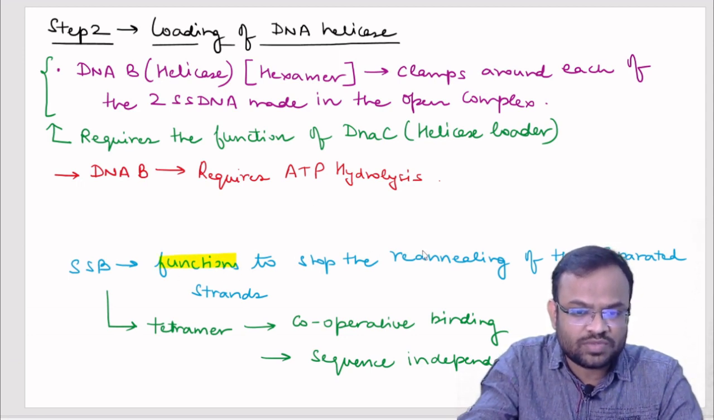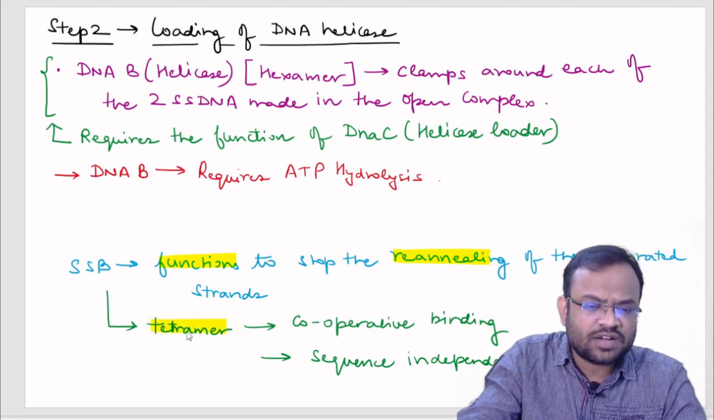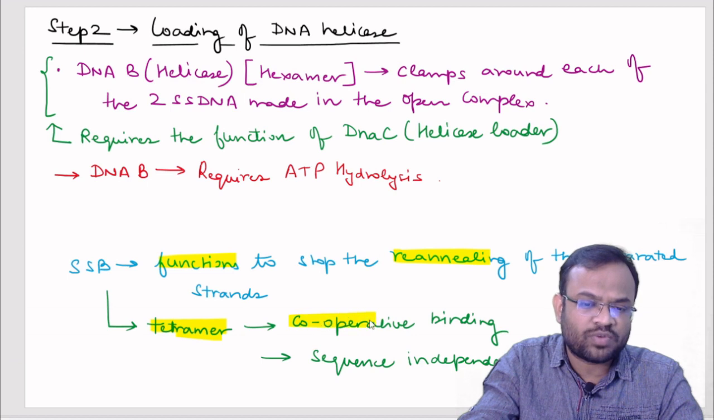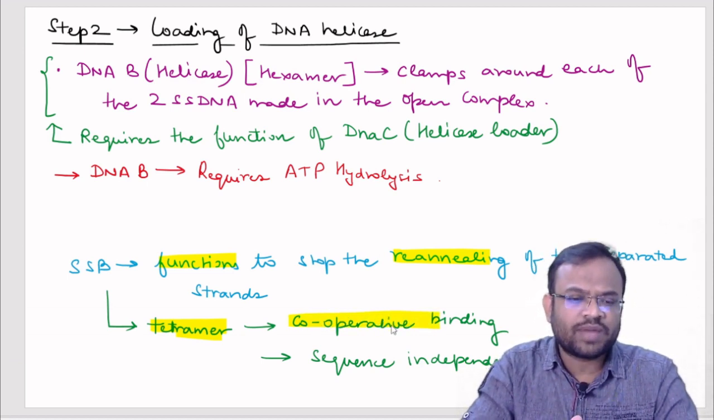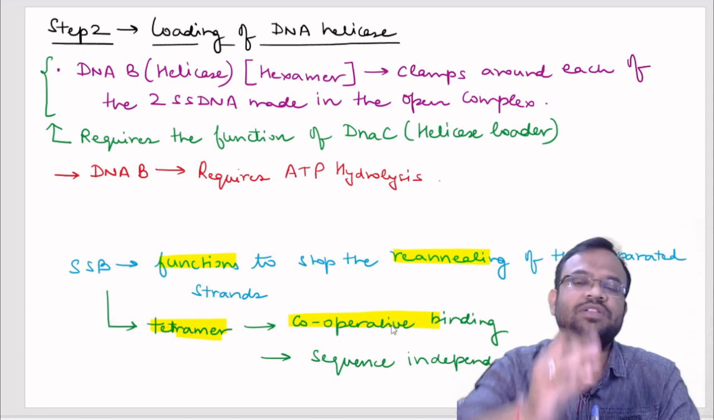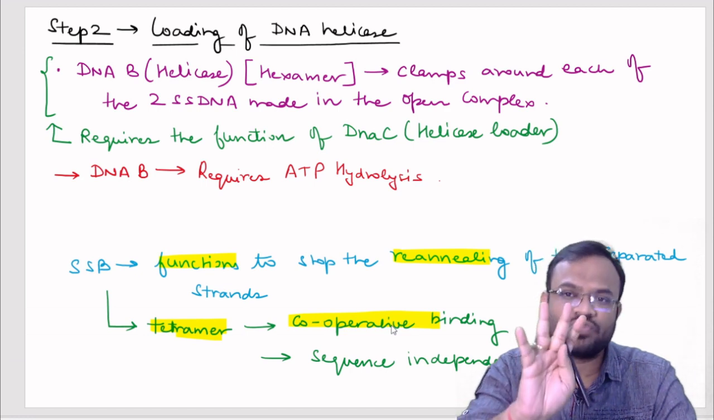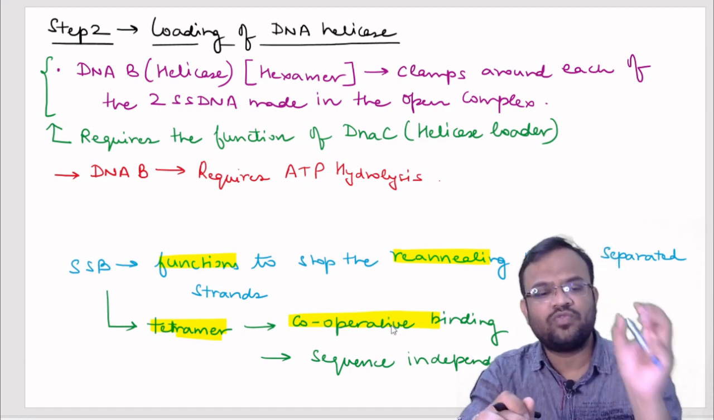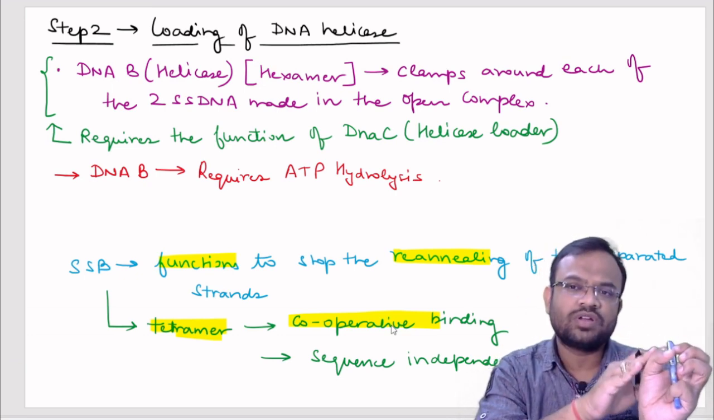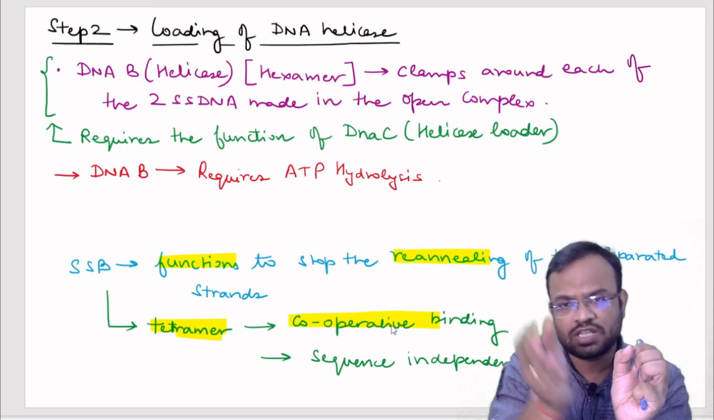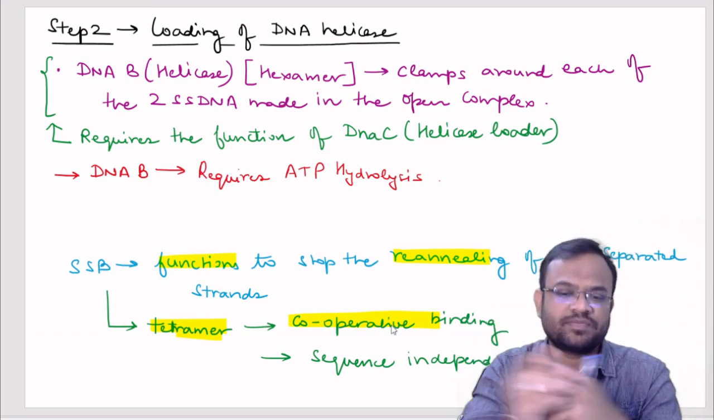Okay, next, talking about SSB, you already know that SSB, what will it do? It functions to stop the reannealing. So SSB will do its function. Next, SSB are tetrameric in nature and they show cooperative binding. Why? What do you understand by cooperative binding? Cooperative binding simply means, now since they are multiple subunits, they are tetrameric in nature. That means there are 4 subunits. That means if one subunit is binding to the DNA, it will promote the other subunit also to bind with the DNA. That means there is cooperativity in this.